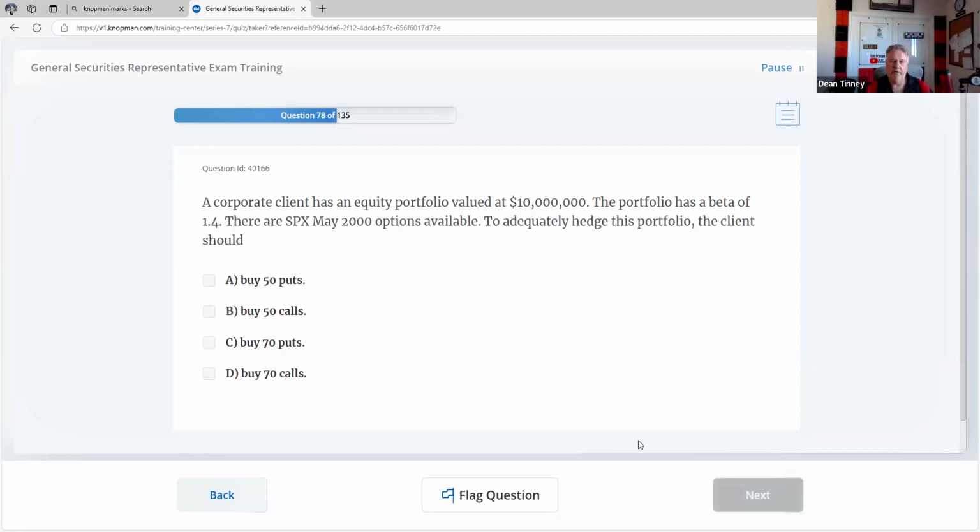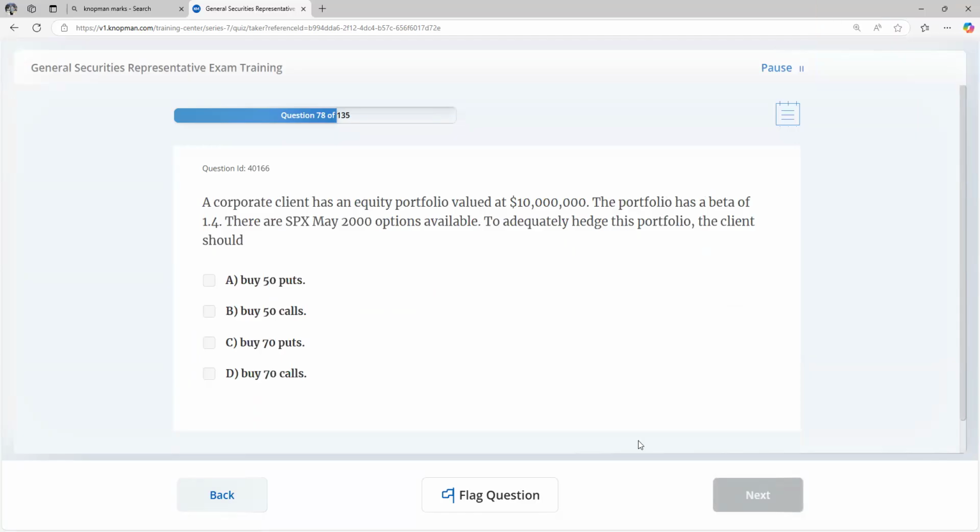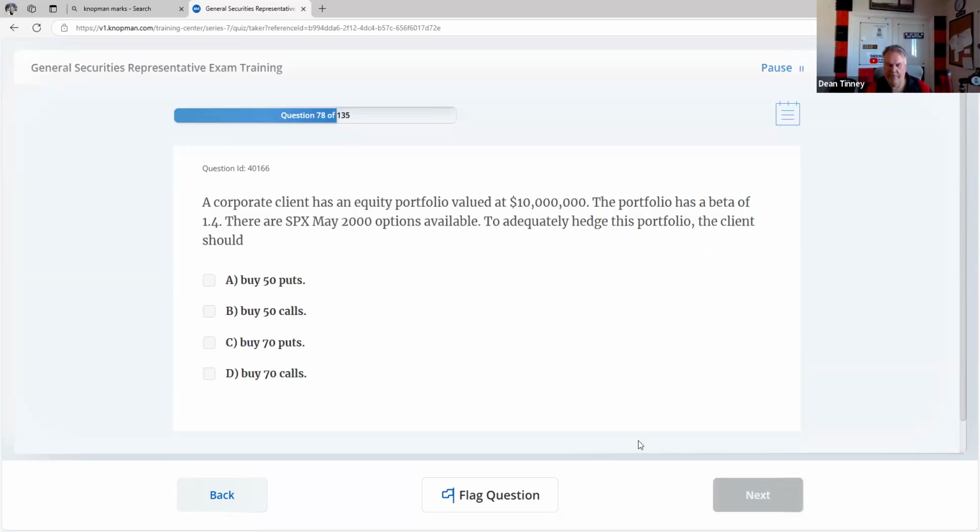That's what I think. A corporate client has an equity portfolio valued at 10 million. It has a beta of 1.4. There are SPX May 2000 options available. To adequately hedge the portfolio, the client should... I have no idea how to solve this. Well, a lot of times on math, it's a buffet, take what you like, leave what you don't. What I'm going to do is say, I need to overweight this thing. So, overweight it by 1.4.